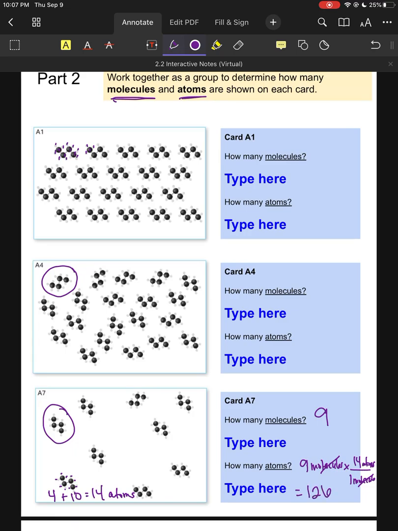And I could do that for each of these, right? So now that I know that every molecule has 14 atoms, I could come here and count 1, 2, 3, 4, 5, 6, 7, 8, 9, 10. So that is going to be 20 molecules, right? And I know that one molecule is 14 atoms. So then I can just multiply that together, and I get, that is not, I divided. Let's see, 20 times 14 is 280 atoms.